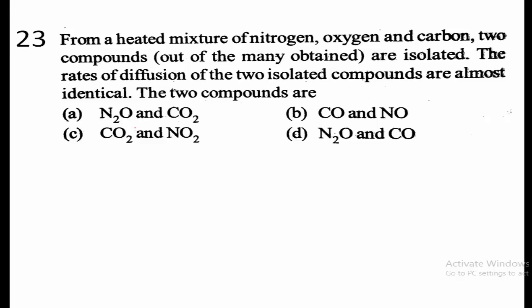23rd, from a heated mixture of nitrogen, oxygen and carbon, two compounds are isolated. The rates of diffusion of the two isolated compounds are almost identical. The two compounds are what they have given. A mixture is there, in that 3 elements have been mixed, that is nitrogen, oxygen and carbon. Upon mixing, 2 compounds are formed.